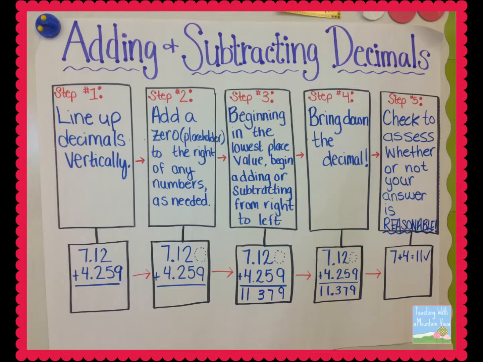This anchor chart on addition and subtraction of decimals outlines an easy 5-part method. Step 1 tells you to line up decimals vertically. Step 2 gets you to add a 0 to the right of any numbers as needed for place value reasons. Step 3 is, beginning in the lowest place value, begin adding or subtracting from right to left. Step 4 is bring down the decimal point, directly beneath where it is on the two numbers that you're adding. And step 5, check to assess whether or not your answer is reasonable using estimation.